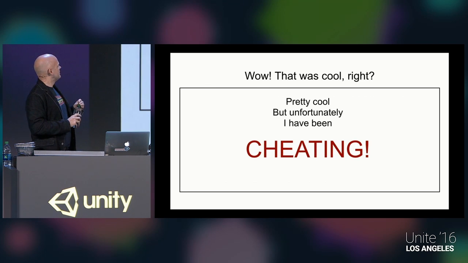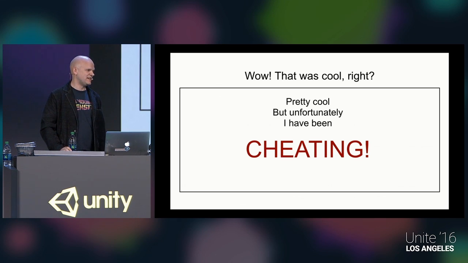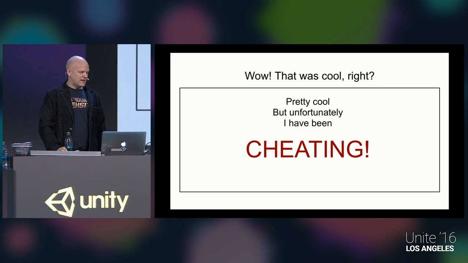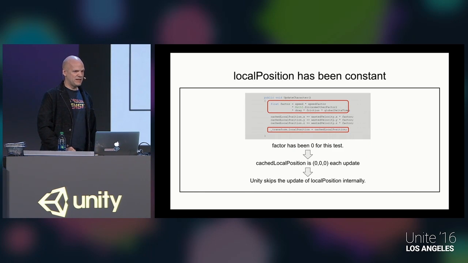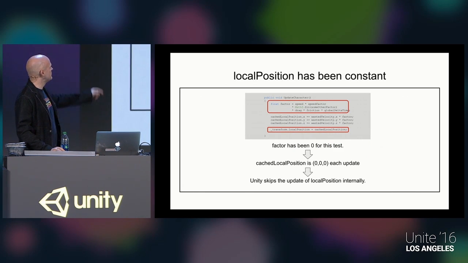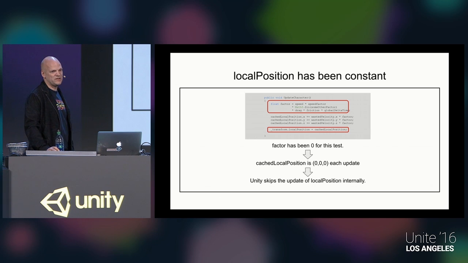Oh, what? Oh, I have been cheating. Okay, I haven't really been cheating. The optimizations are still valid, but the problem is that I haven't been counting everything. If you look at this code, what I did was I took the factor and multiplied it to the velocity vector, and then I set the new local position.